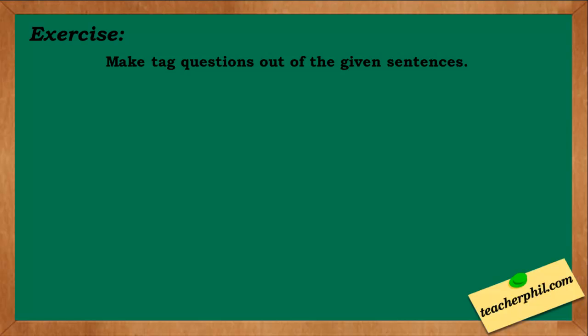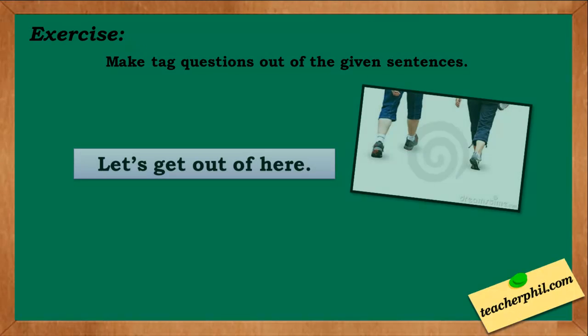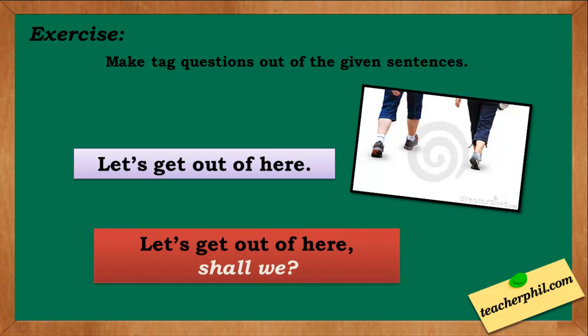For our exercise, make tag questions out of the given sentences. The first one, let's get out of here. The correct answer is, let's get out of here, shall we? The tag shall we should always be used when let's is used.